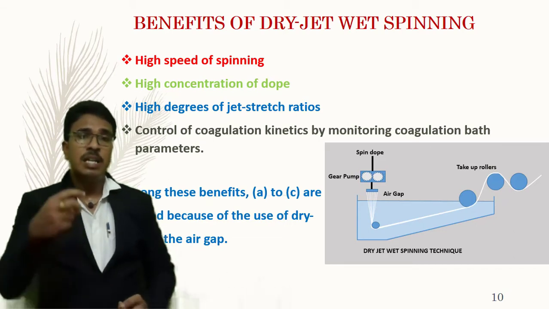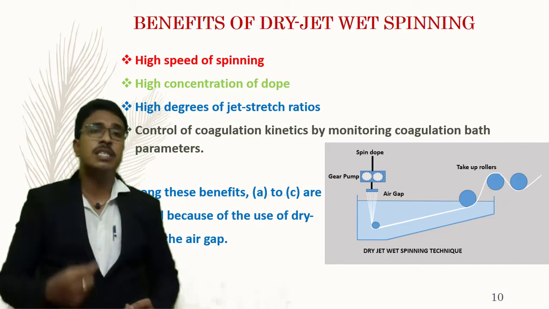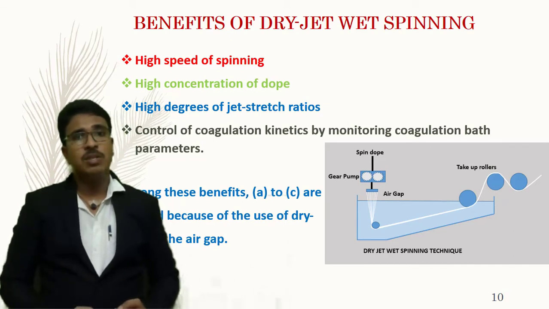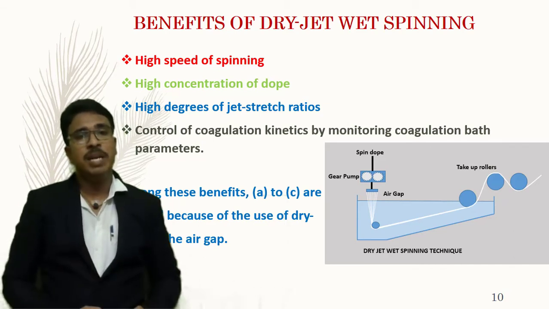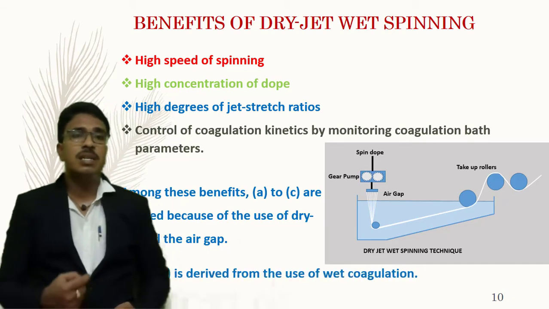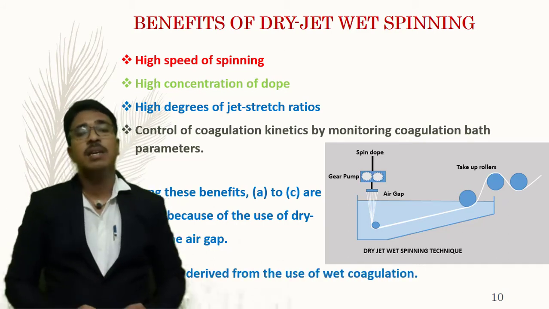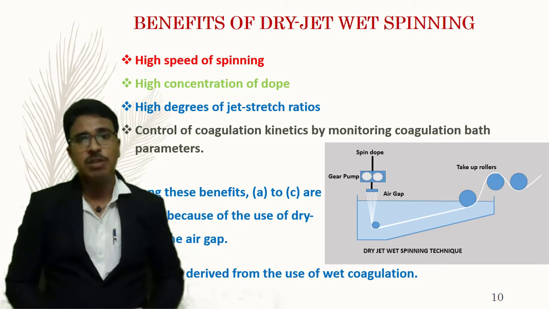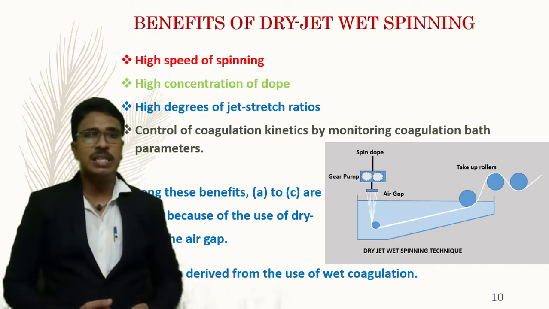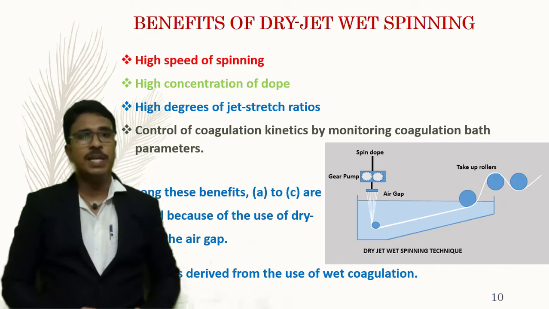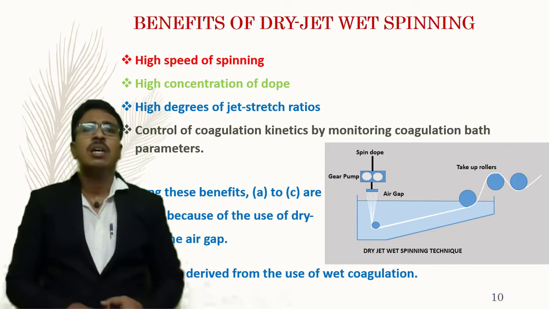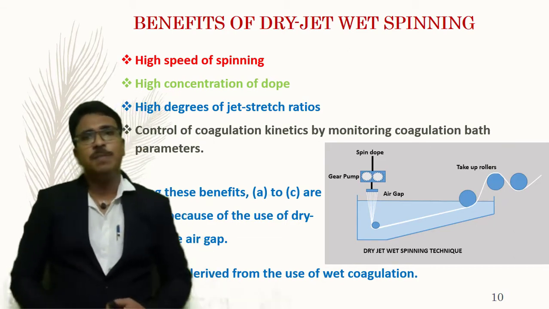Understand? That means the spinneret is placed just above the coagulation bath. Otherwise we may not get these benefits. And this benefit D is derived from the use of wet coagulation. That is just like the wet spinning process. So these are all the benefits of the dry jet wet spinning process.